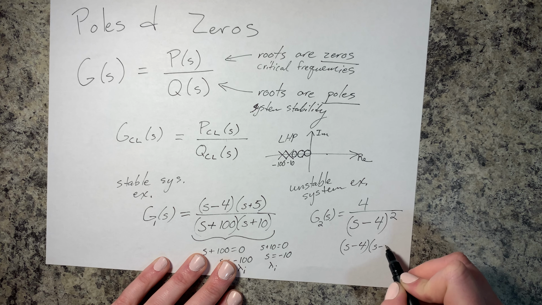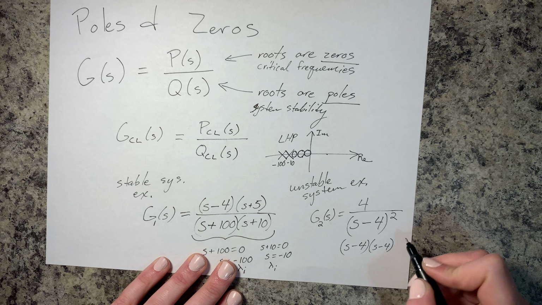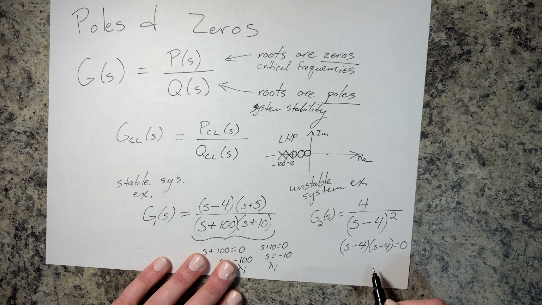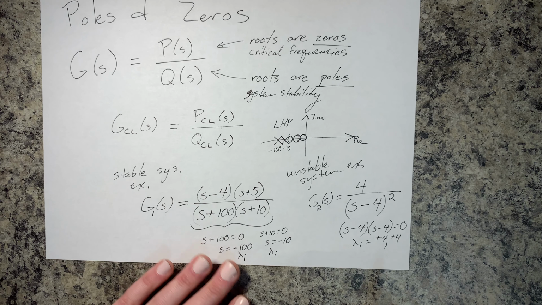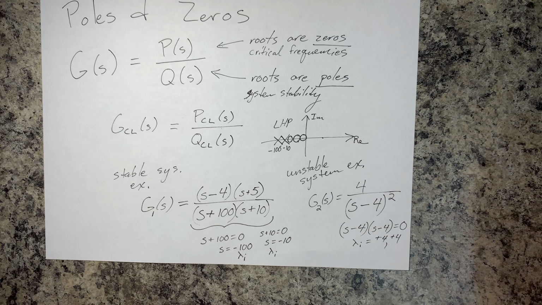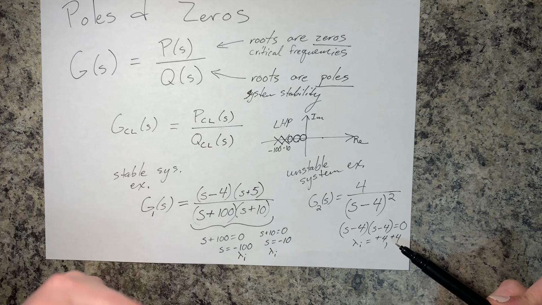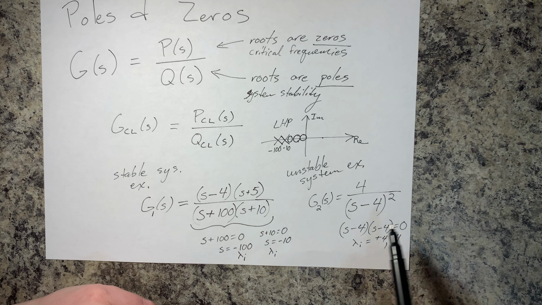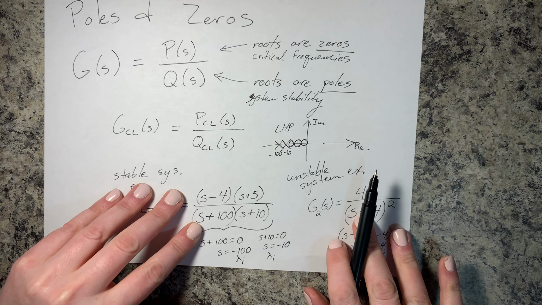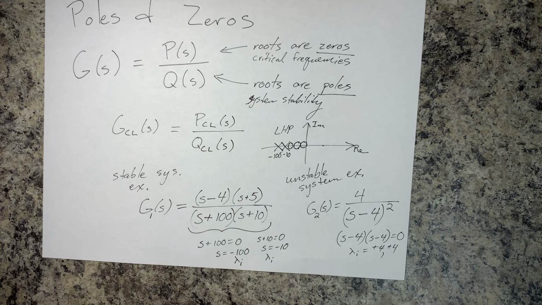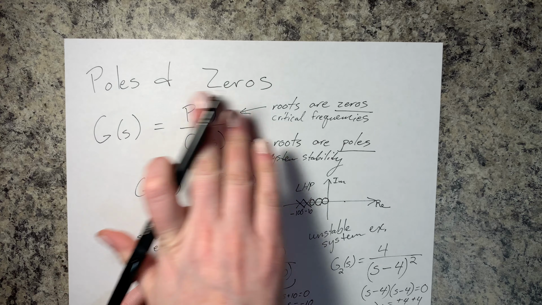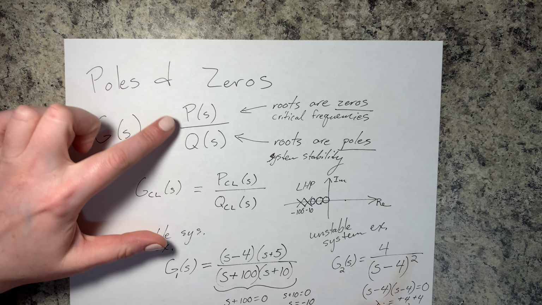we have s minus 4 with a multiplicity of 2, so that equal to 0. So I have 2 lambda i at positive 4. So positive 4, positive 4. Both are in the right-hand plane. As we know from all of the classes previous, a pole or a system root in the right-hand plane implies instability. So that's just a real quick way to check the stability right there, and also what the poles and zeros are and where you can find them.